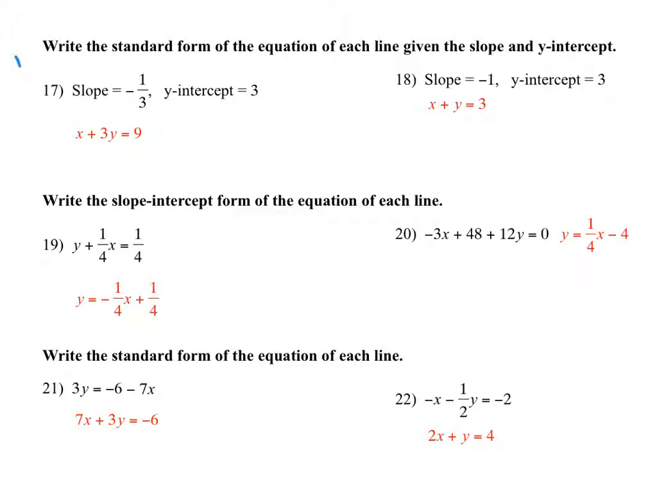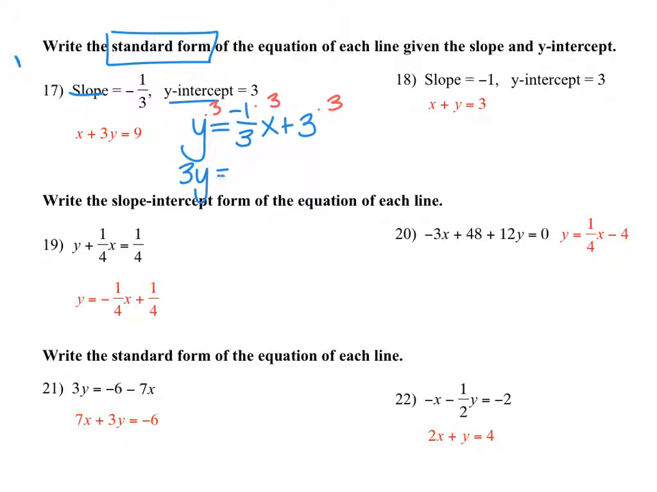All right, 17 and 18, it asks for standard form, but they give you the slope-intercept. So on both of those, I would start by putting it in slope-intercept form. -1 over 3x plus 3. And then now I want to move it to standard. And remember, standard says I can't have any fractions, so I'm going to multiply the fractions away. 3y equals -x plus 9.